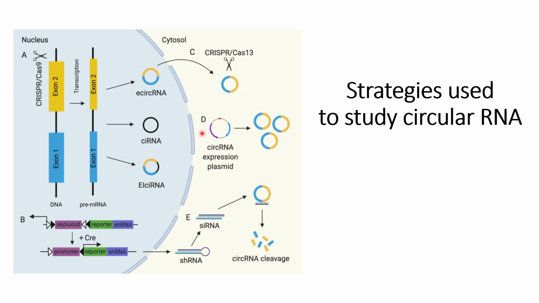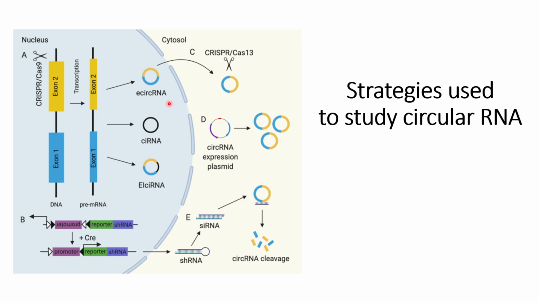Another way to study circular RNA is by overexpressing circular RNA through plasmid expression. The plasmid of interest will be transfected inside the cells, and then it is overexpressed using the machinery of the host. So these are some of the strategies to study the effect of circular RNA on the host.